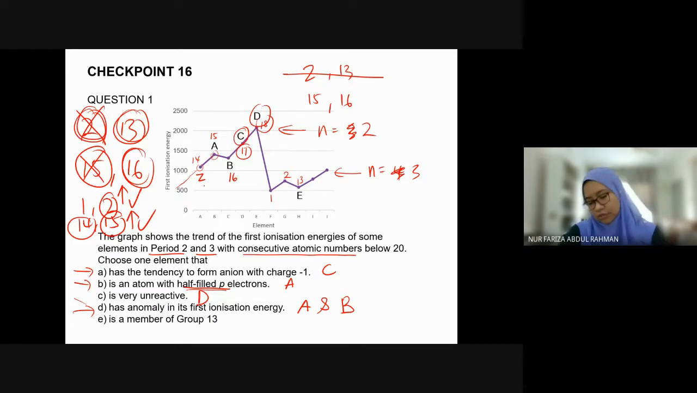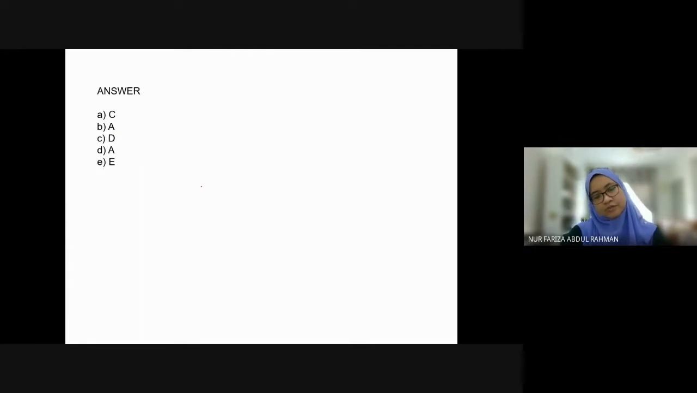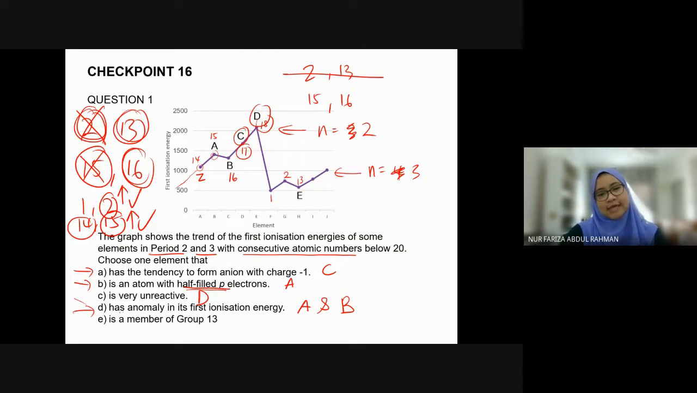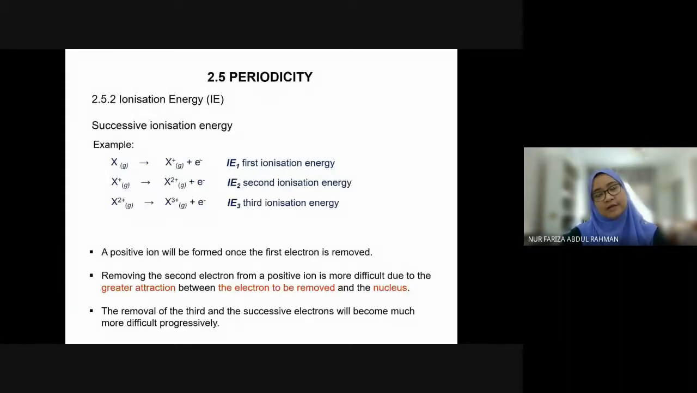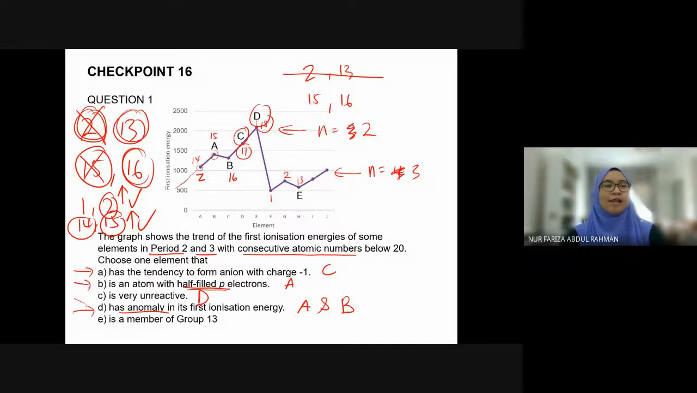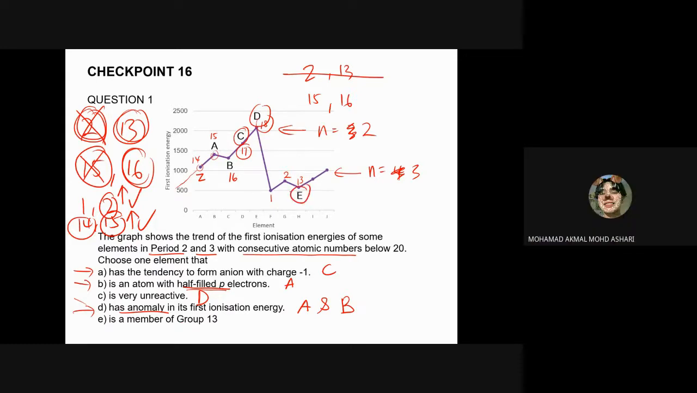Okay, alright. Betul ke jawapan dia? So jawapan dia A saja. Has anomaly in its first ionization energy. See? The answer is A. Yang buat hal 2 dengan 15. Okay, alright. E is a member of group 13. Siapa yang datang daripada group 13? The answer is yes, E.